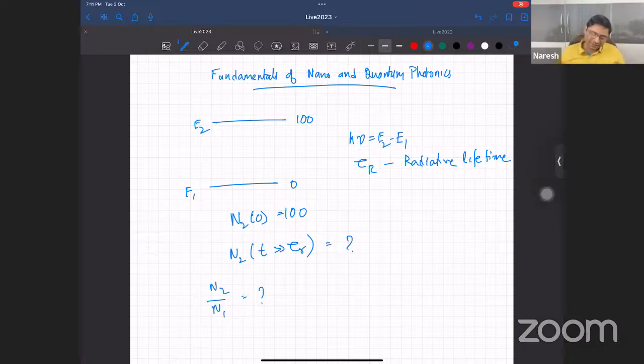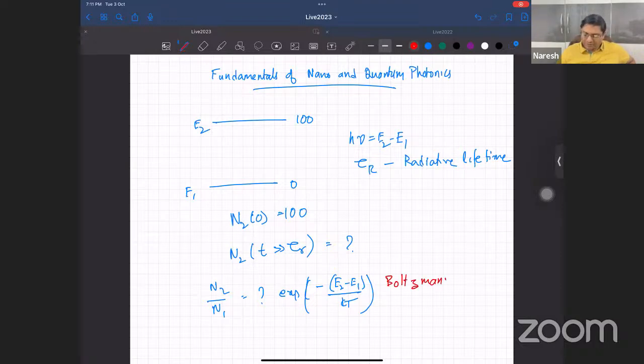Yes, exactly. This ratio will be exponential of minus (E2 minus E1) divided by kT. If the energy spacing is E2 minus E1, this is the Boltzmann distribution. You can always figure out how many atoms will be in the ground state and how many in the higher excited state. If there are any number of levels, you can compute this. This is the regular Boltzmann distribution.